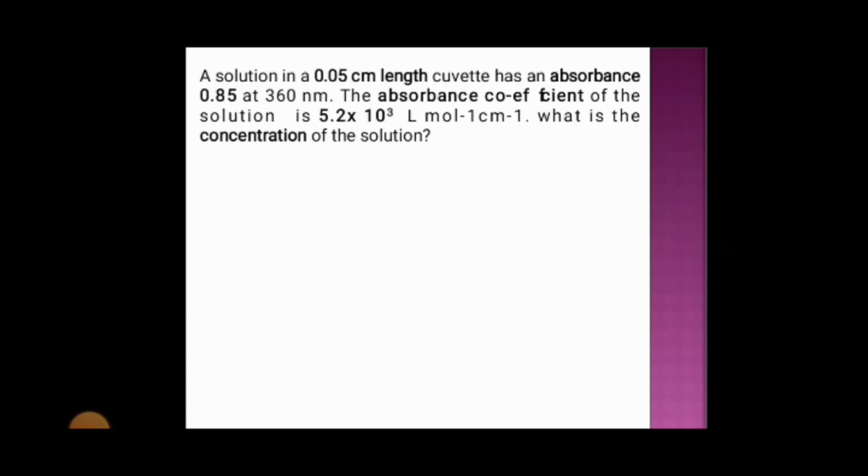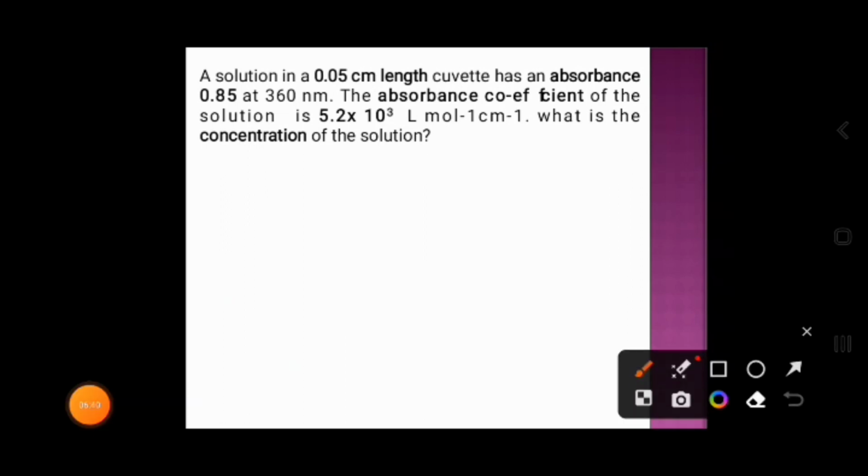The next question is, a solution in a 0.05 cm cuvette has an absorbance of 0.85 at 360 nanometer. The absorption coefficient of the solution is 5.2 into 10 to the power 3 liter mole inverse cm inverse. What is the concentration of the solution? So here the length L, absorbance A, and molar absorption coefficient epsilon are mentioned. We have to calculate the concentration of the solution, C.